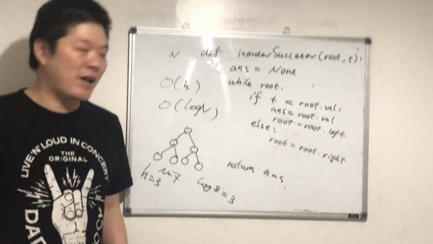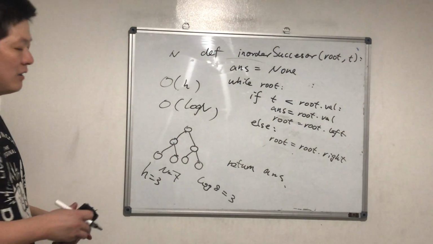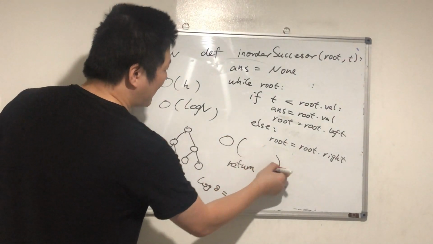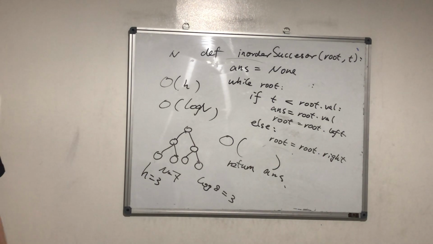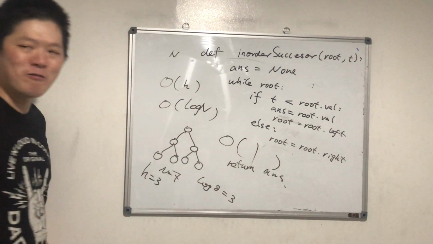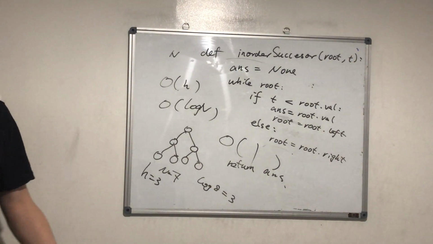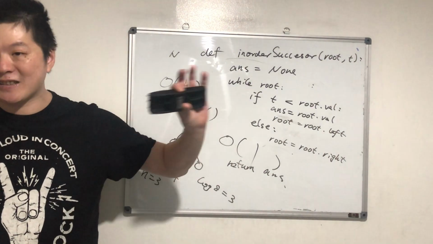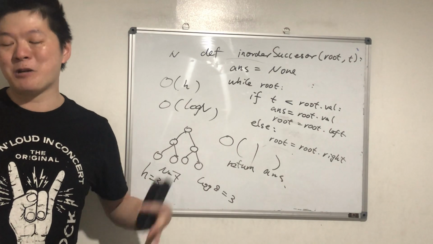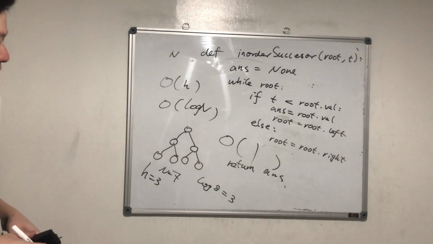What's the space complexity? Come on, do we use any space here? O of 1. Come on, be confident. Yes, O of 1. We are not using any list. But the previous one we had an answer list. That's why it's O of 1, right? Yeah, that's good.